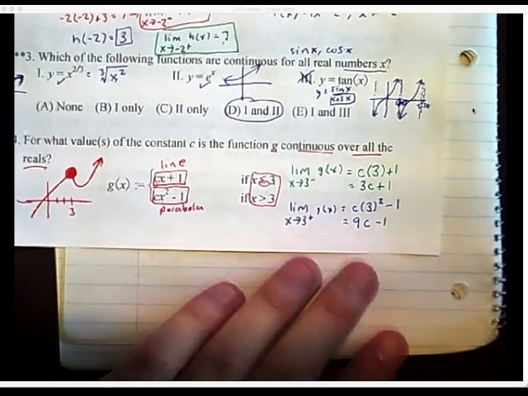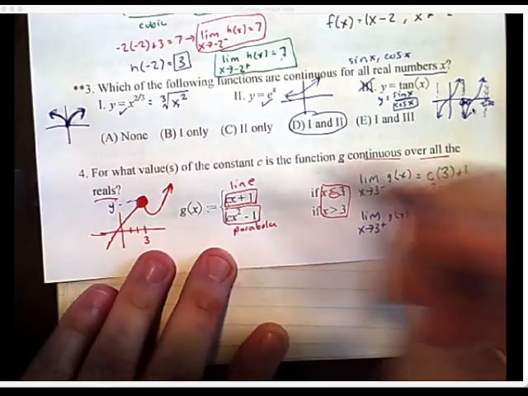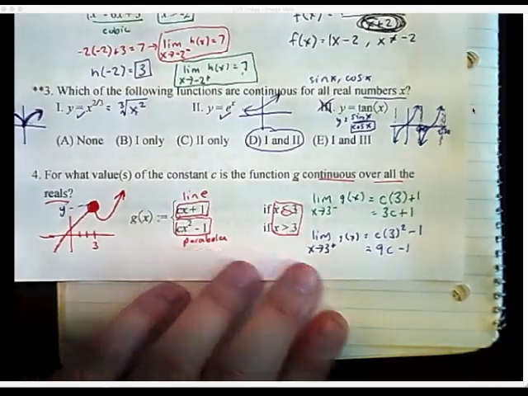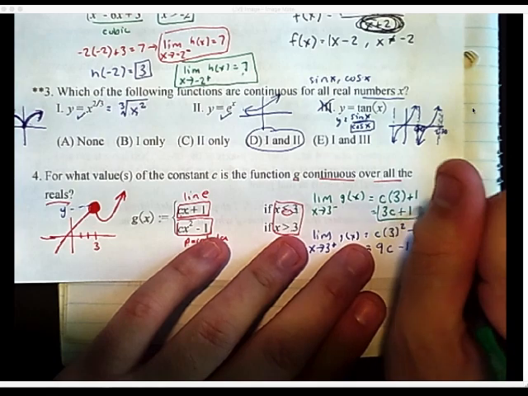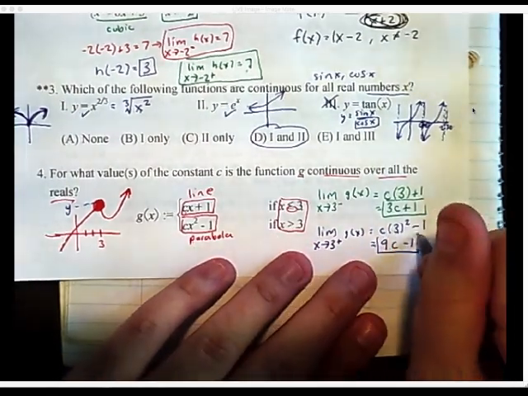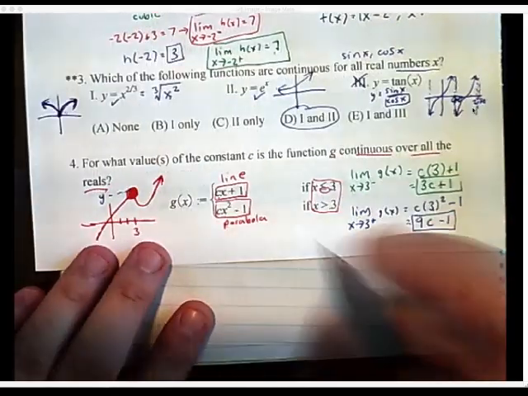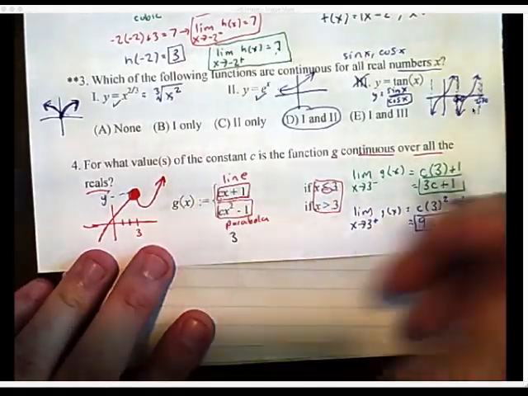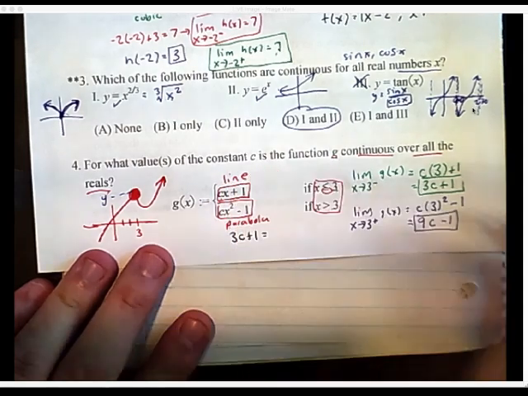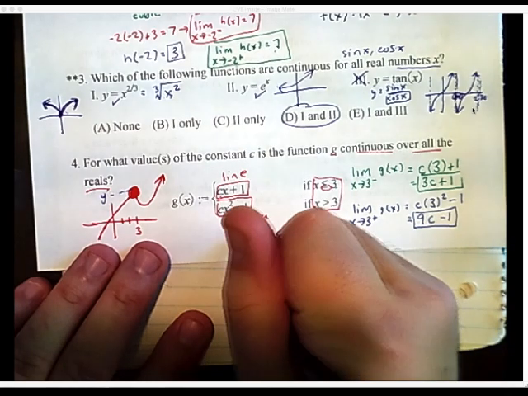Now, how do we make sure that these come out to be the same y value? Well, all we have to do is set this 3c plus 1 equal to the 9c minus 1, and we solve. So this just becomes an algebra problem. 3c plus 1 equals 9c minus 1. Subtract 3c from both sides.